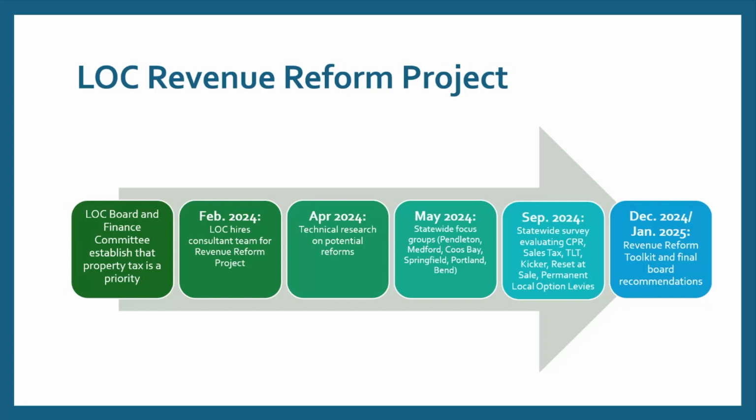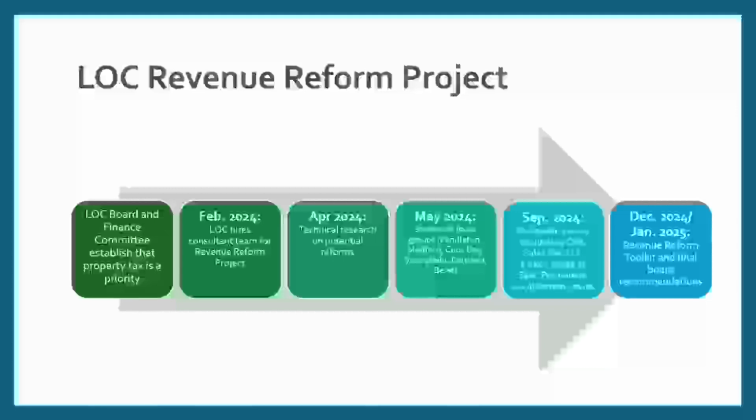And then in September, we launched a statewide survey to do some polling on the concepts to see how the voters reacted to them. And then at the end of 2024 and the beginning of this year, we produced the Revenue Reform Toolkit, which we're here to talk about today, which was a major deliverable to provide a comprehensive guide of what cities are doing right now and what you might be able to do if you have a revenue strategy you want to bring out to your city. And then we also brought some recommendations for future work to the board of directors, and there will be more on that later from your LOC staff.